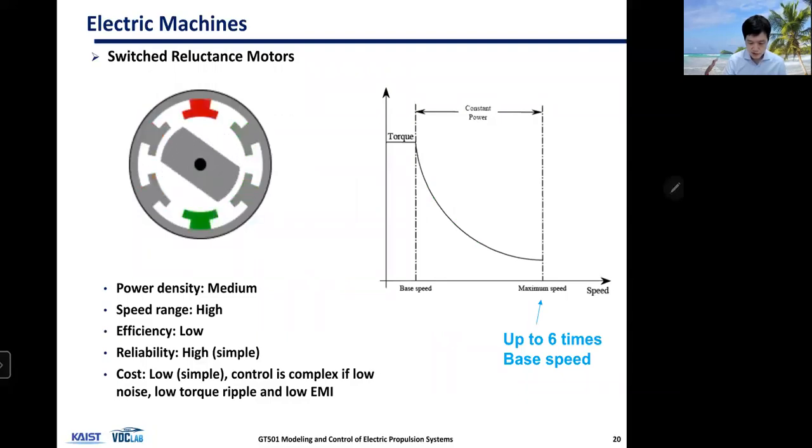This is switched reluctance motor. We're not going to talk a lot about this because usually this is not used for electric vehicles, okay? But take a look.